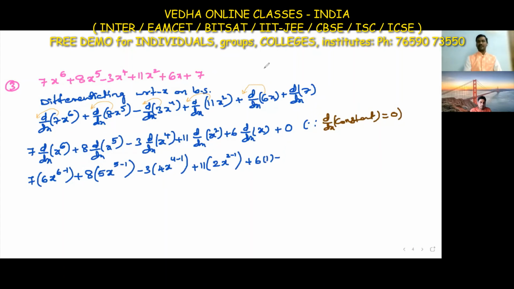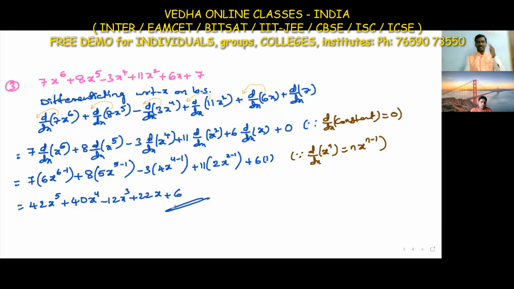So here what formula we used? d by dx of x power n is equal to n into x to the power n minus 1 is the formula. So now after this, what is the next step here? 7 6 is 42, 42 x to the power 5, plus 8 5 is 40, x to the power 4, minus 3 4 is 12 x cube, plus 11 2 is 22 x, and 6 1 is 6. This is the required solution.